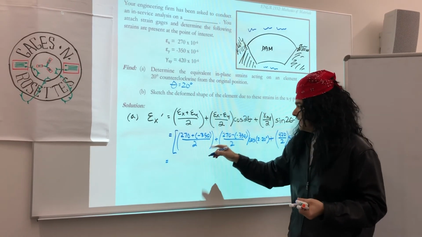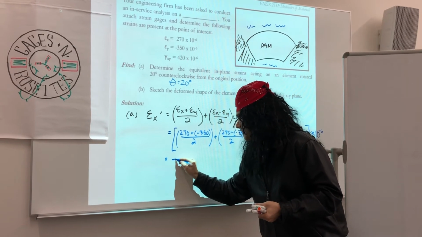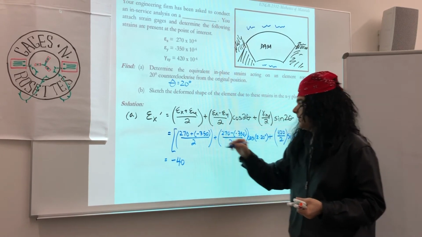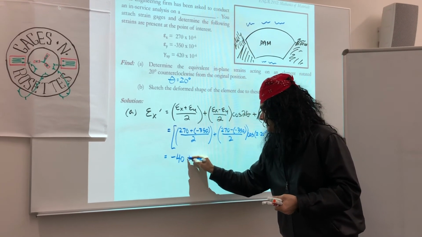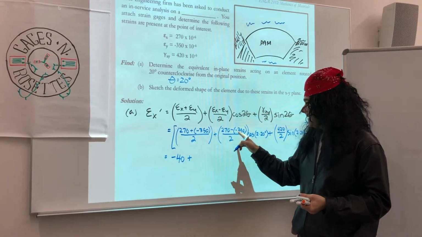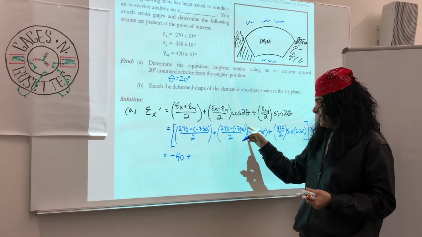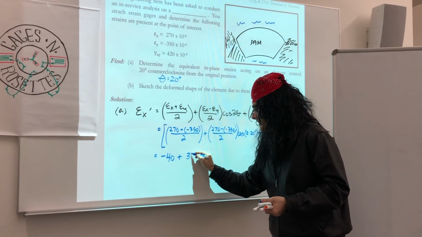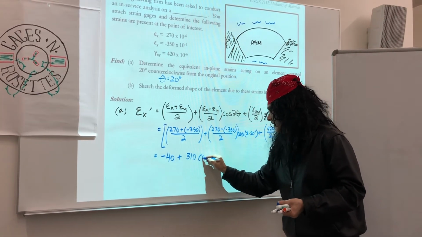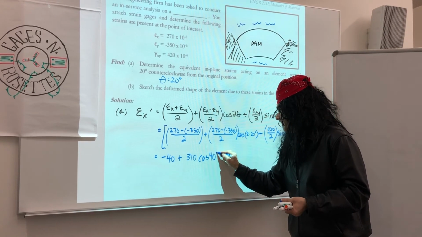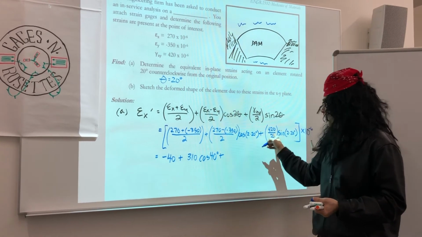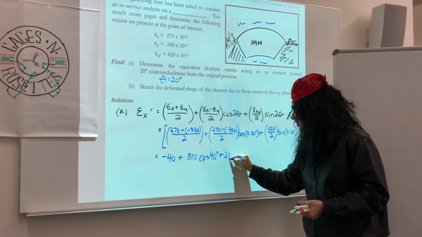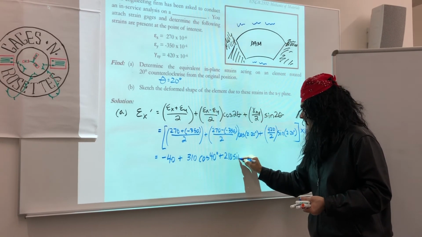So we go through. 270 minus 350 gives us a negative 80 over 2, so this should give us negative 40. Plus 270 minus a minus 350 gives us 620. 620 divided by 2 is positive 310, cosine 40, plus 420 divided by 2 is 210, sine 40.